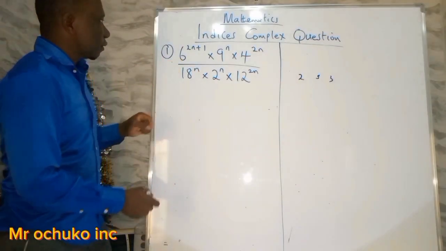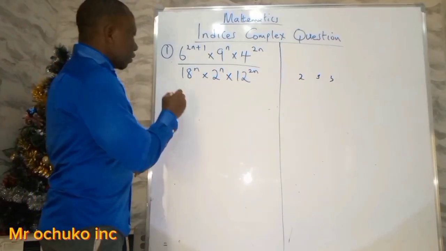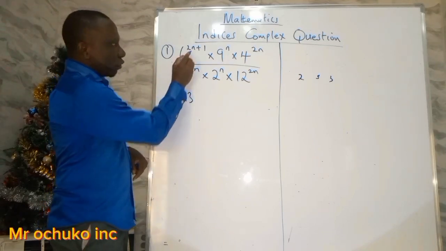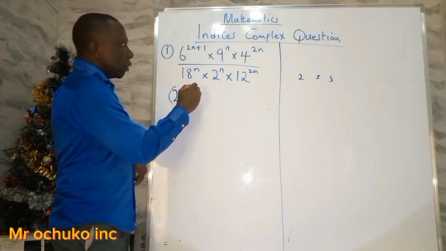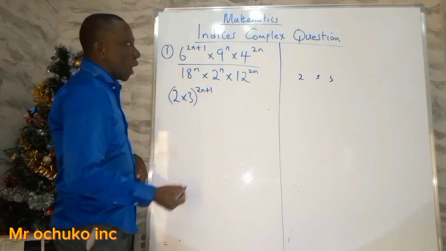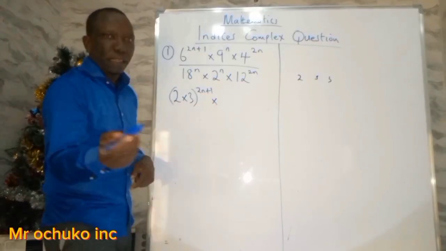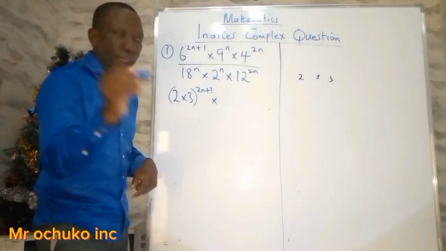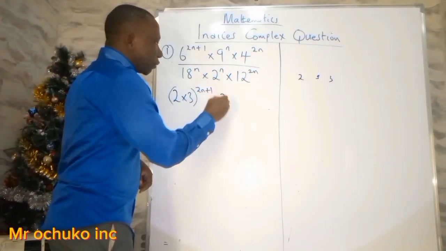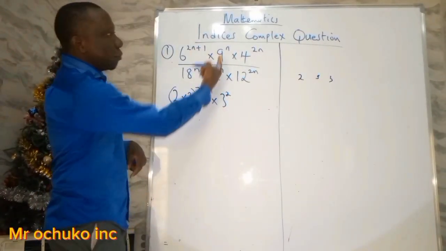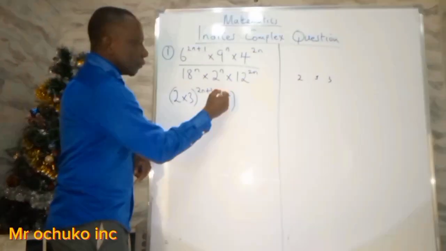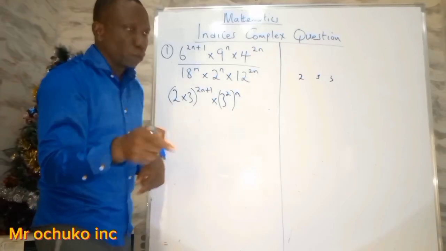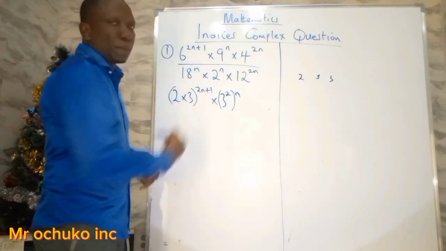So I'm looking at powers of 2 and powers of 3. So let's look at 6. 6 can be written as 2 times 3, then raised to power 2n plus 1. Then we know that 9 in powers of 3 is 3 raised to power 2. 3 times 3 is 9. So we have 3 raised to power 2. We are raising a power to meet a power. The 2 is going to multiply n, because that's the rule. When you raise a power to meet a power, you multiply the powers.